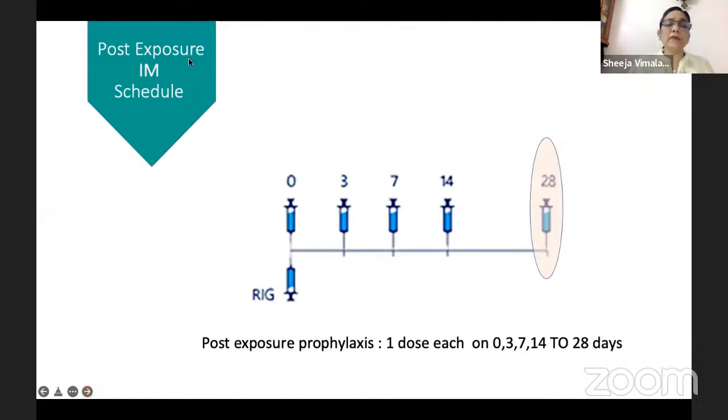That means if you have a post-exposure IM schedule, you don't have to take the day 28 vaccine. You would take a vaccine on 0, 3, 7, and a vaccine anytime between 14 to 28. So the last one is not needed according to the newer schedule.